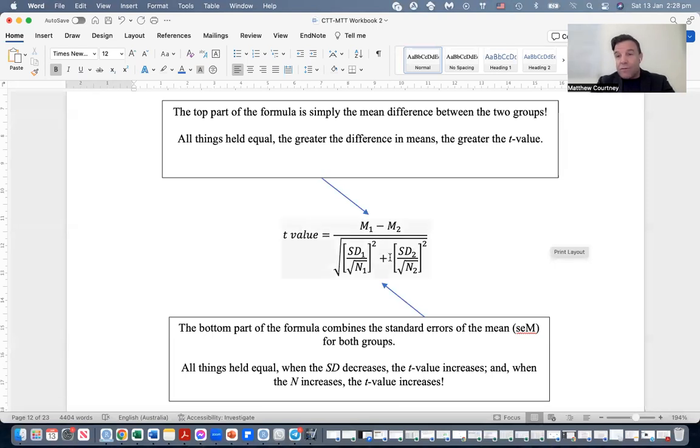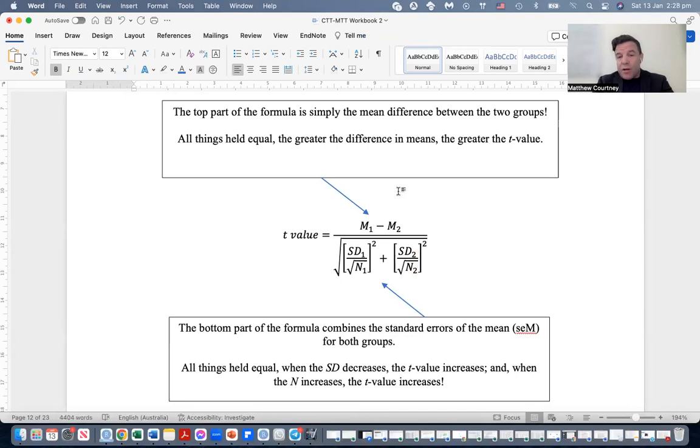So you'll see here I've got the formula for the independent sample t-test, and at the top of the formula we simply have the difference between the two group means. At the bottom of the formula you might notice that we have the standard error of the mean for group 1 and the standard error of the mean for group 2. So quite simply, the bottom part of the formula just reflects a type of average standard error of the mean for the groups.